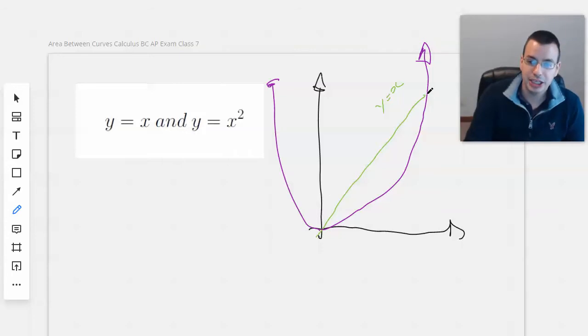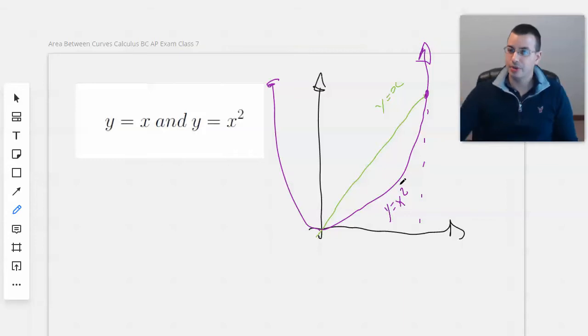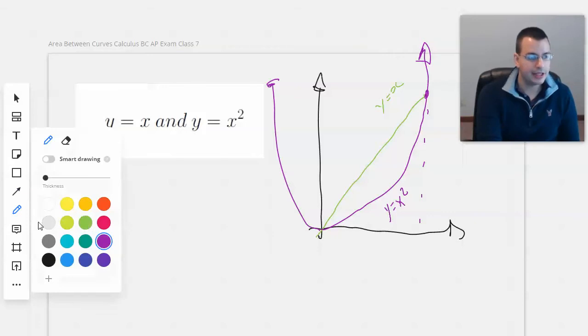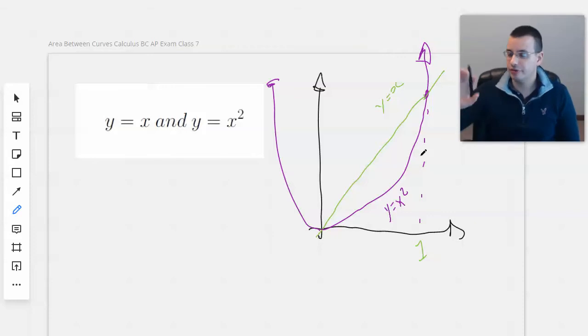Some of the key points we're going to want to know are what the curves generally look like, and which curve is above the other curve. In this case, y equals x is above from 0 to 1, but y equals x squared is above for greater values. And we'll probably want to find out the points of intersection first.